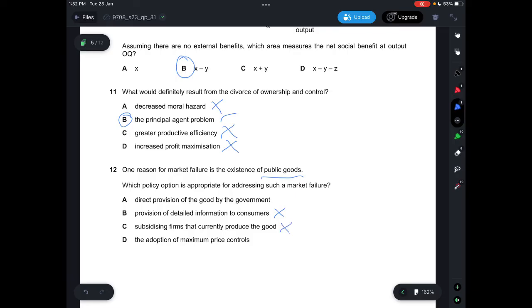And D says the adoption of maximum price controls. Regardless of whether or not you adopt a maximum price control or minimum price control, people cannot pay for it because there is no way to charge them. So you have to tax consumers, people who have income, to actually produce the goods for the government. Only then will you be able to provide these public goods. So the answer is A.